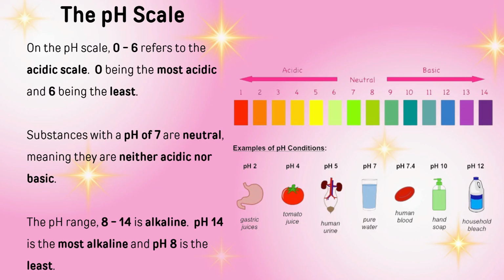On the pH scale, 0 to 6 refers to the acidic range, 0 being the most acidic and 6 being the least. Substances with a pH of 7 are neutral, meaning they are neither acidic nor basic. The pH range 8 to 14 is alkaline. pH 14 is the most alkaline, while pH 8 is the least.